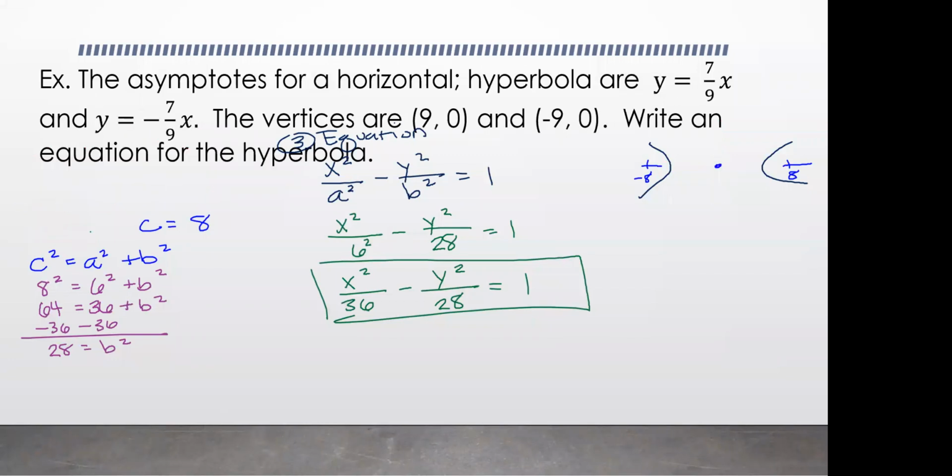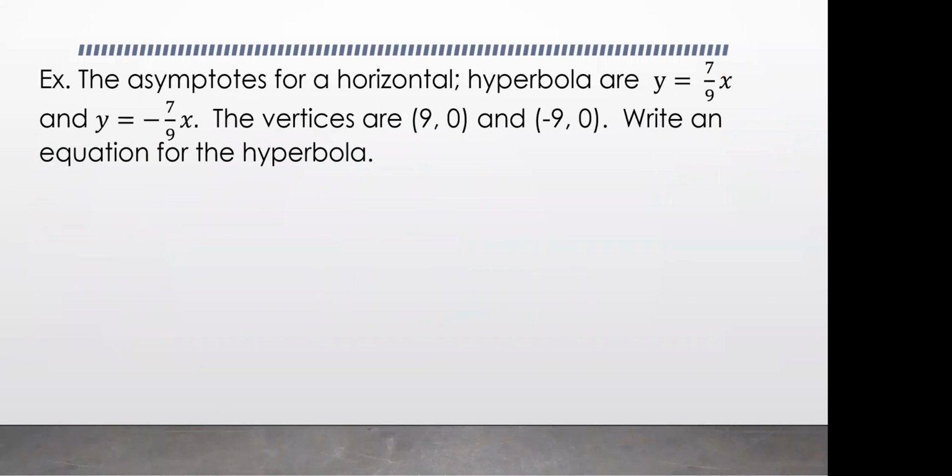It says here that the asymptotes for a horizontal hyperbola are y equals 7/9x and y equals negative 7/9x. And then the vertices are (9, 0) and (-9, 0). And again, it says to write an equation. All right, so first thing, just like the last time, we need to find the center.